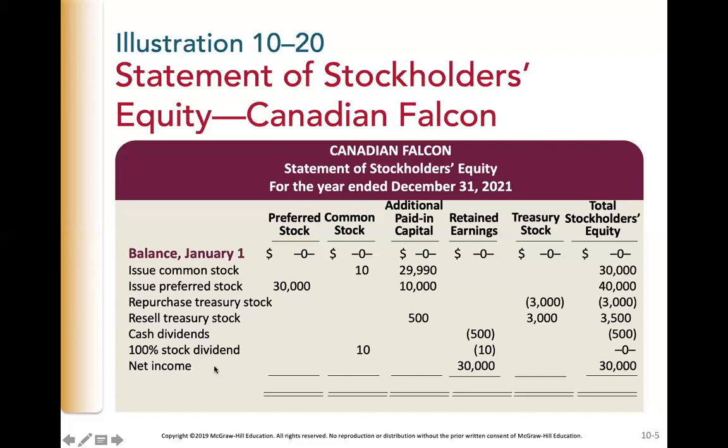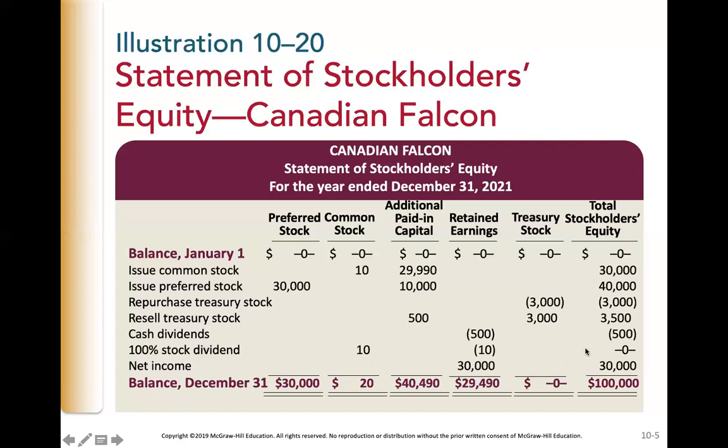Once you have recorded all these transactions, add down and add across. Your balance at December 31st in preferred stock is $30,000. Common stock is $20. Additional paid in capital is $40,490. Retained earnings $29,490. Treasury stock is 0 because we resold all of our treasury stock. Our total stockholders' equity, when you add down and across, should equal $100,000.